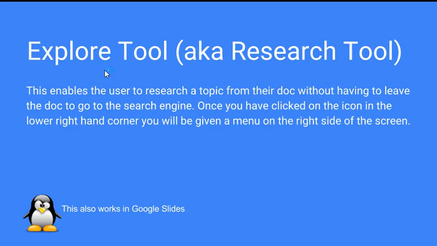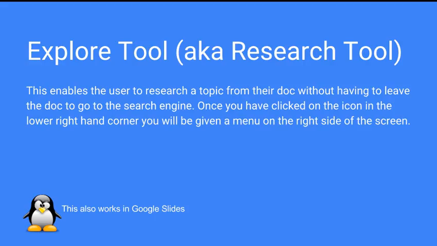First one I'm going to talk about today is an old tool that's been made new again. That's why it's called Explorer Tool, aka Research Tool. Inside your Google Docs, you used to have a Research Tool, which you'd find by moving over to the tab marked Tools, going down, and it would say Research. Now that thing's gone, and it says Explorer Tool.